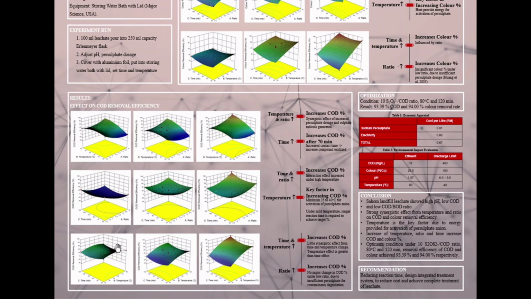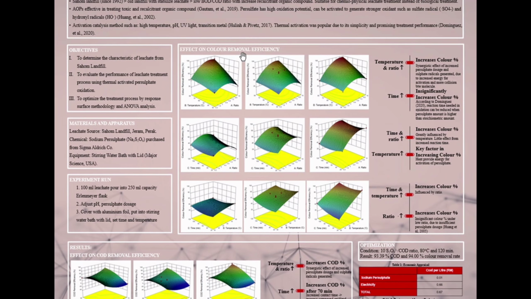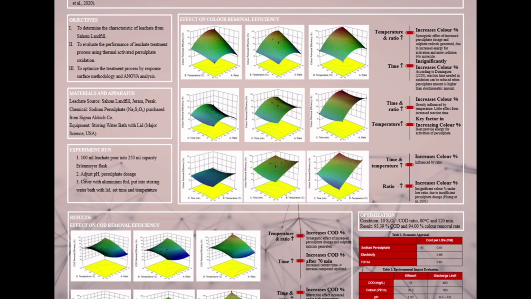These are the results generated by using Design Expert version 10, the effect of operation parameter on COD removal efficiency and color removal efficiency. In a nutshell, as ratio, temperature, and time increase, the removal efficiency of COD and color increase. Strong synergistic effect was shown by the couple of ratio and temperature parameter.